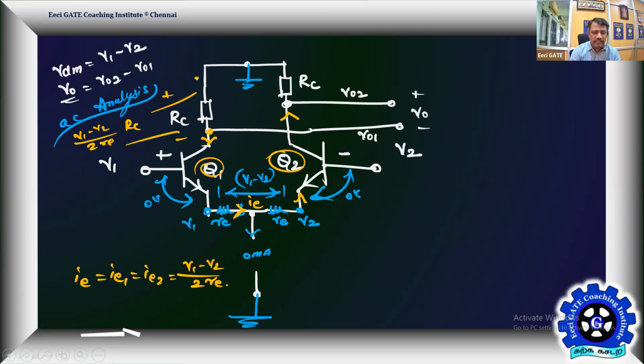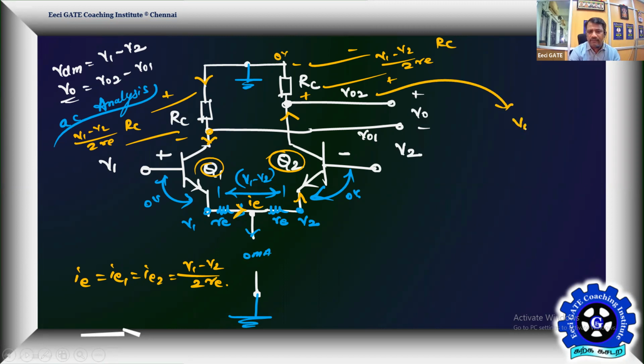This way it is going because the current is down, but here the current is up, meaning this is going to produce plus and minus the same drop, that is going to be (V1 minus V2) divided by 2 times small re into RC. That's the drop it is going to produce. So then what is your V02? V02 is going to become, the top is 0, so 0 plus this. So V02 will become (V1 minus V2) into RC by 2 re, you will get.